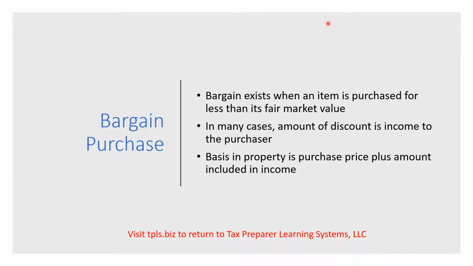A bargain purchase is a purchase of an item for less than its fair market value. If, as compensation for services or for other reasons, we purchase goods or other property at less than fair market value, we include the difference between the purchase price and the property's fair market value in income in most cases. The basis in the property is then its fair market value plus any amount we include in income.